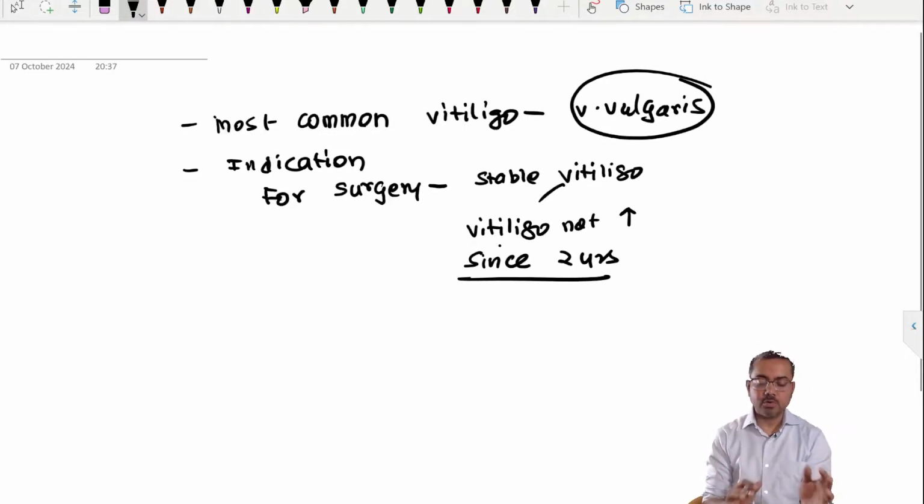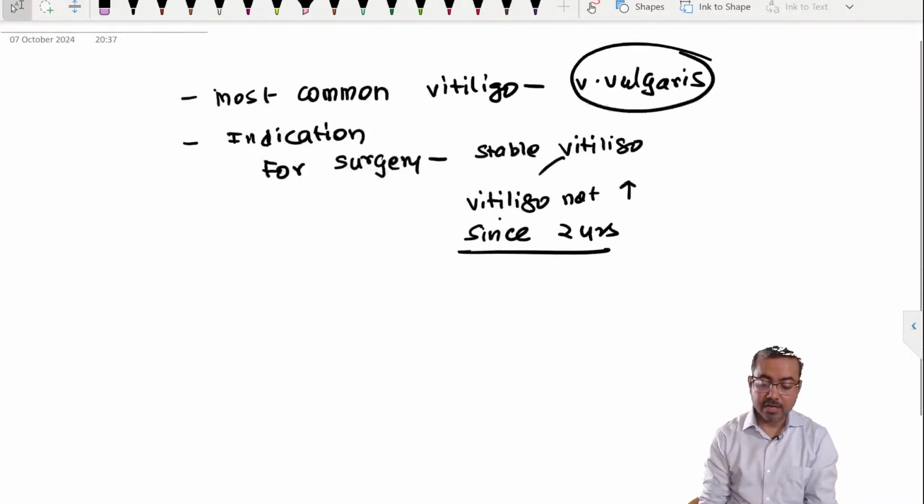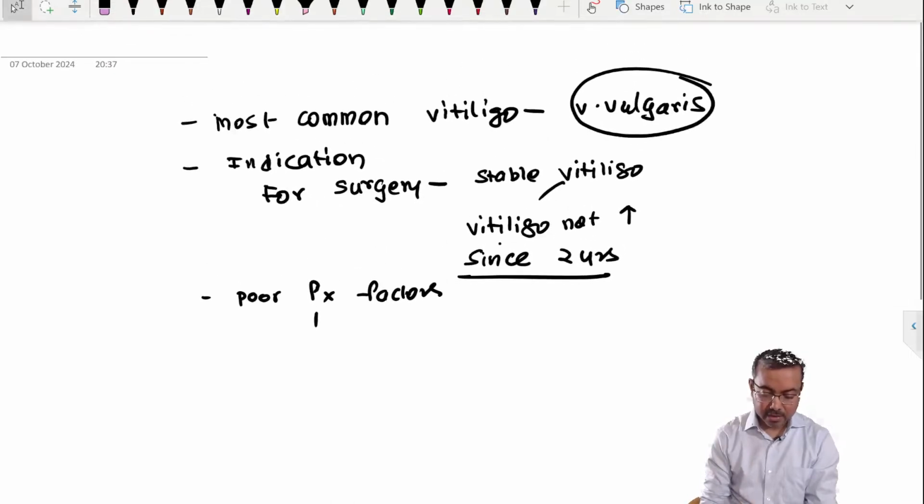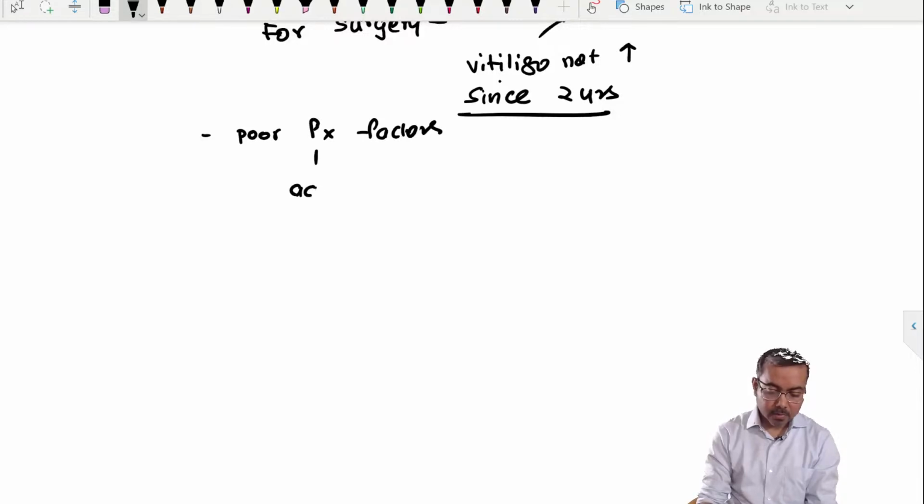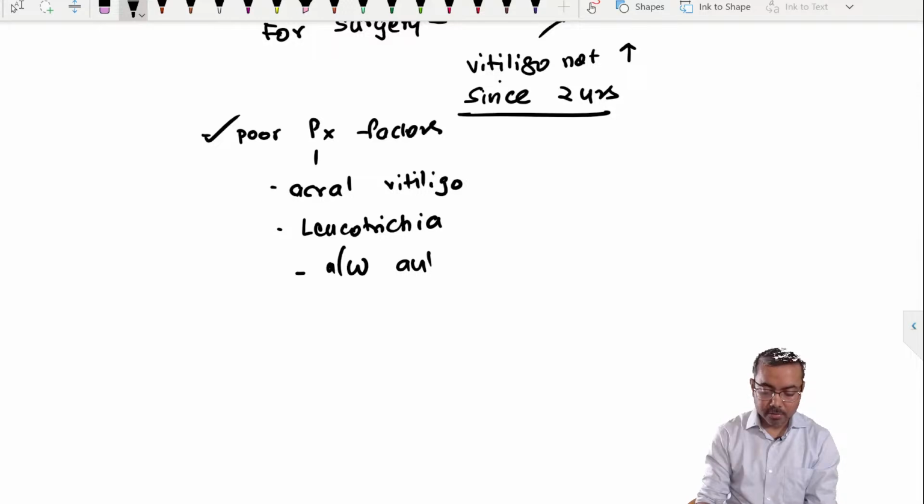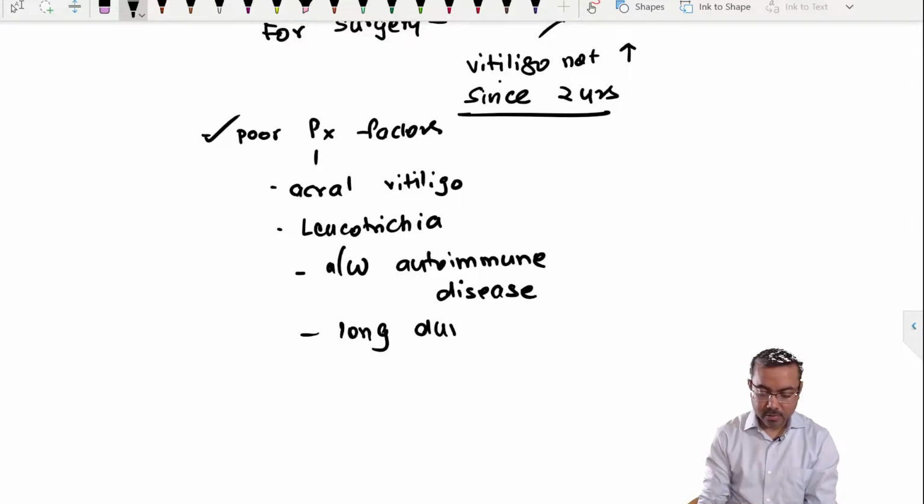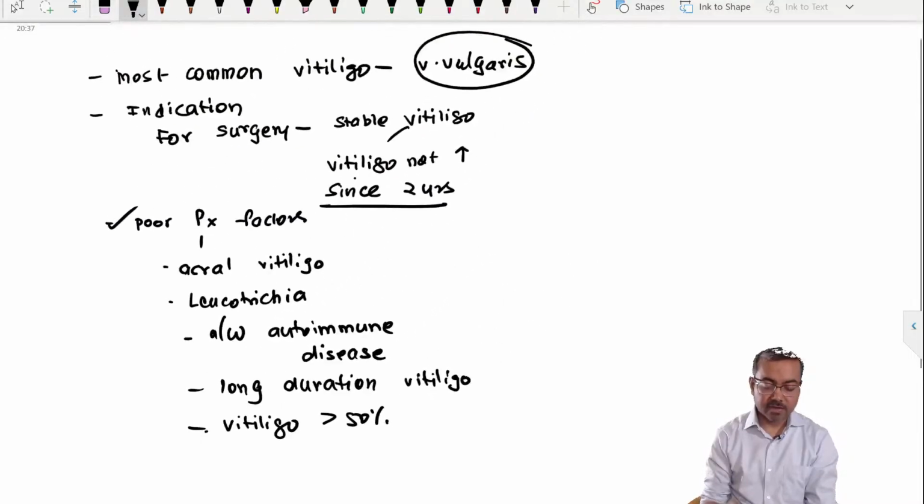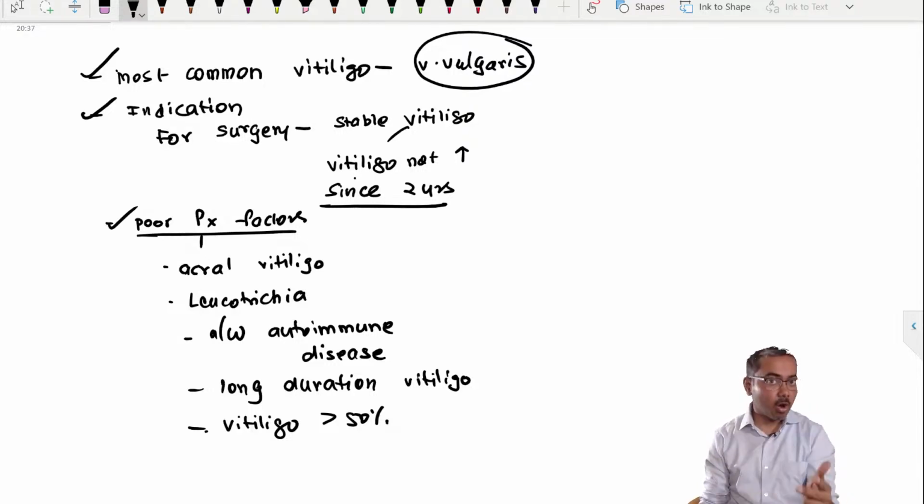Some people say 3 years, some people say 1 year, but 2 years is a good enough time. If stable vitiligo is there, then you can do surgery. Poor prognostic factors: one is acral vitiligo. Acral means on the ends of the body, like your fingers and toes. Leukotrichia is poor prognostic. Associated autoimmune disease, let's say somebody has a thyroid disease, would be a poor prognostic factor. Long duration vitiligo, if the vitiligo is old, then we are in trouble. And vitiligo in more than 50% of the body. Poor prognostic factors, remember this: acral, leukotrichia, autoimmune disease, long standing, and more than 50%.